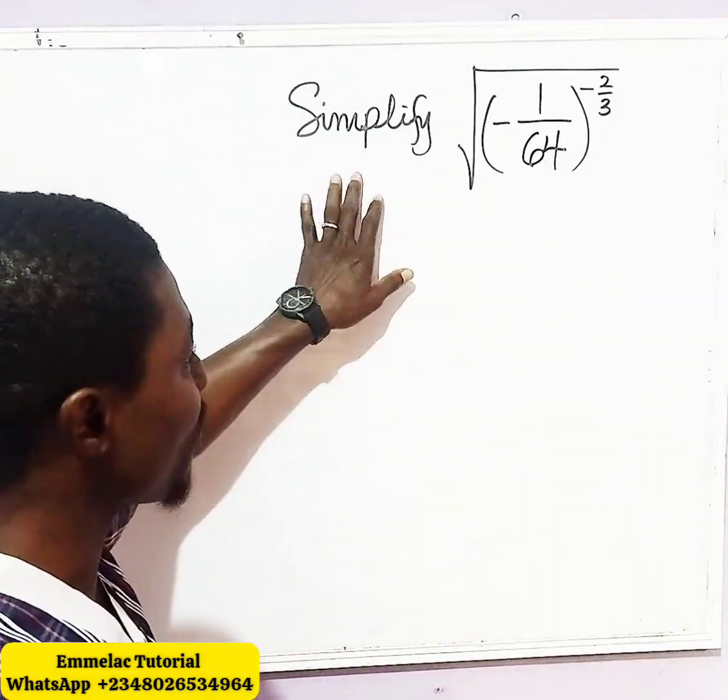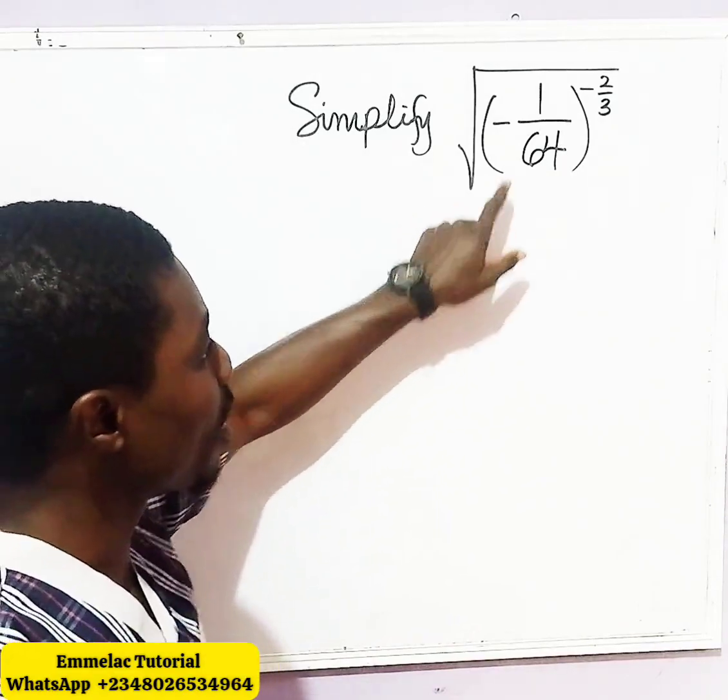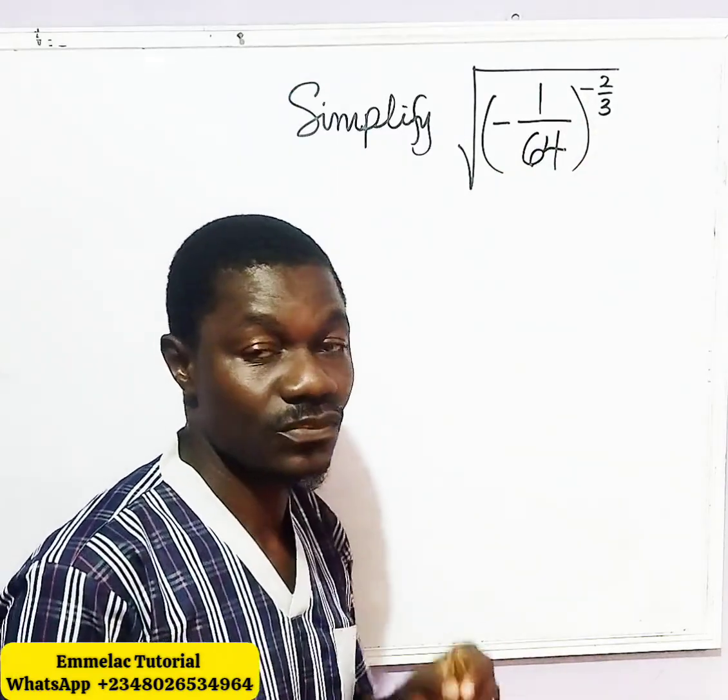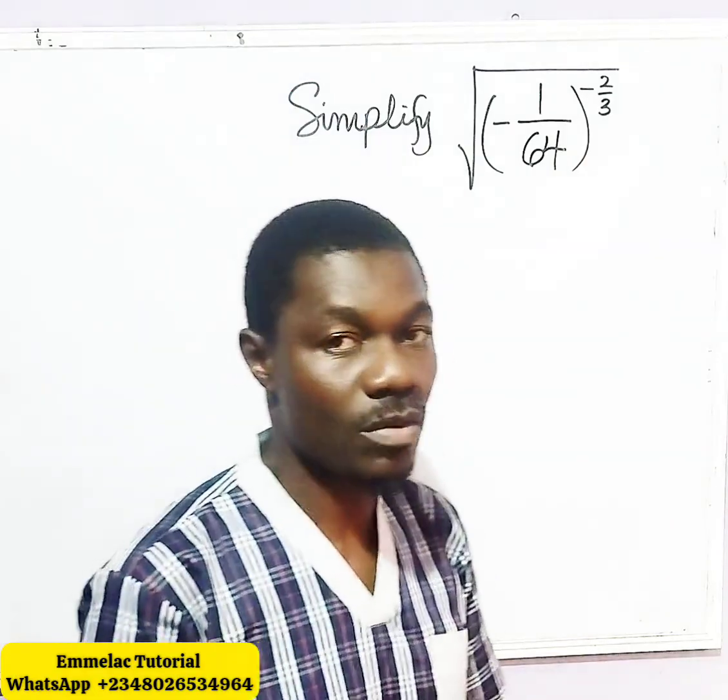Now we are told to simplify the square root of (-1 all over 64) raised to the power of -2 all over 3. So how do you go about it?